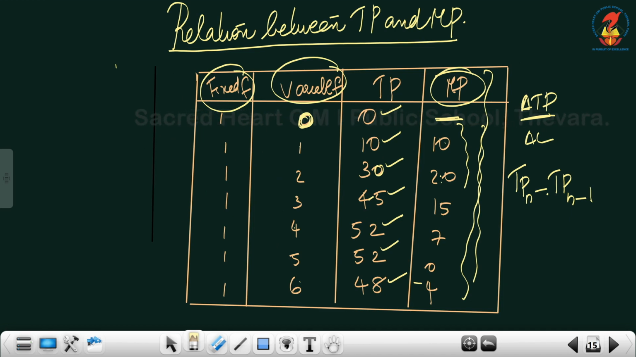As long as TP increases at an increasing rate, from 10 it is increased to 30, that means 10 plus 20 is 30. As long as TP increases at an increasing rate, MP also increases from 10 to 20. See? Till the second unit you can find that kind of increase in the total productivity at an increasing rate.